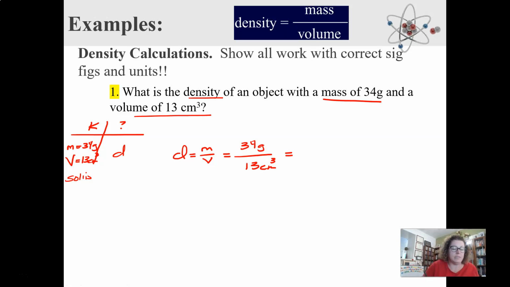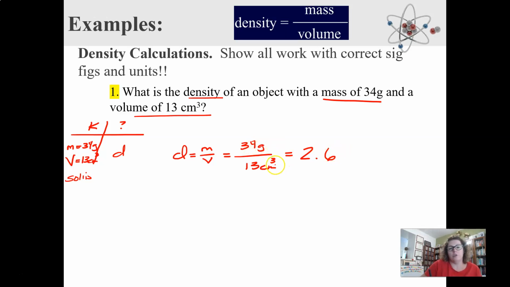Now the question is, how many sig figs? Well, when you're dividing, it's the least sig figs between every number. So I've got 2 sig figs on top, 2 on the bottom, so my answer has 2 sig figs. And the calculator tells me about 2.615, but because the number after the 6 is a 1, I'm just going to cut it. I don't need to round.